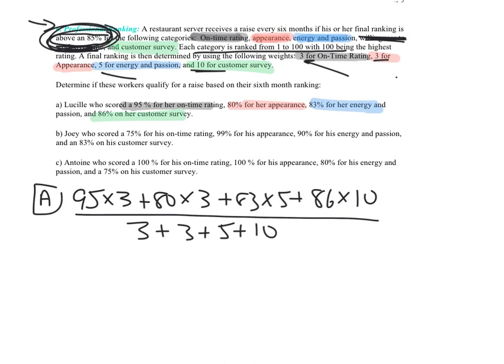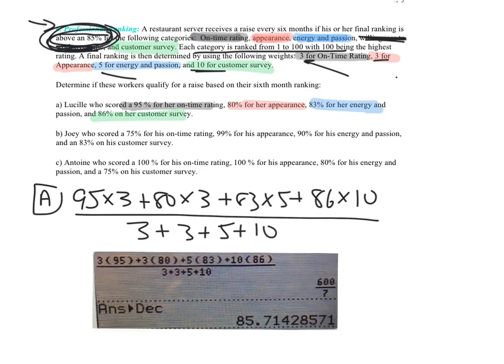So it looks like here for Lucille, if we type this into our calculator, her overall rating turned out to be an 85.7 after we convert that to a decimal. And here the question said if they score above an 85%. Well, in this case she did. So yes, Lucille does qualify for the raise.